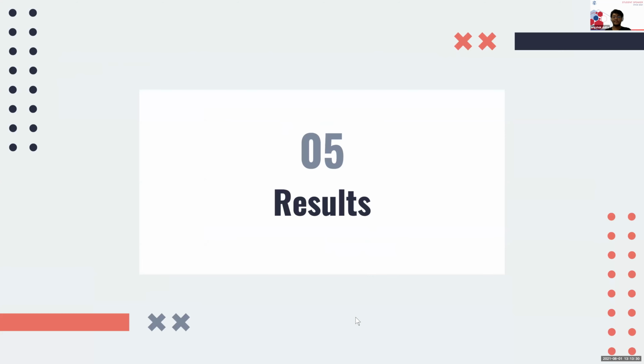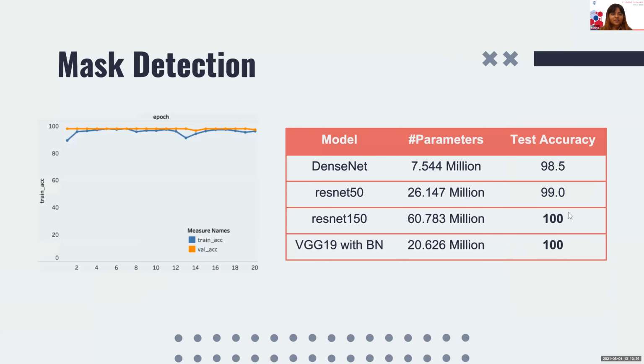So now, moving on to the results, I will pass on the mantle to Spriha. Okay, thank you, Angshuk. So let's look at the results for our mask detection model first. We chose the VGG19 model with batch normalization, and the reason we did that is apparent from this slide. This model uses relatively fewer parameters than the other models, while also maintaining an impressive test accuracy of 100%. So as you can see, our mask detection model works quite well since it is so accurate.